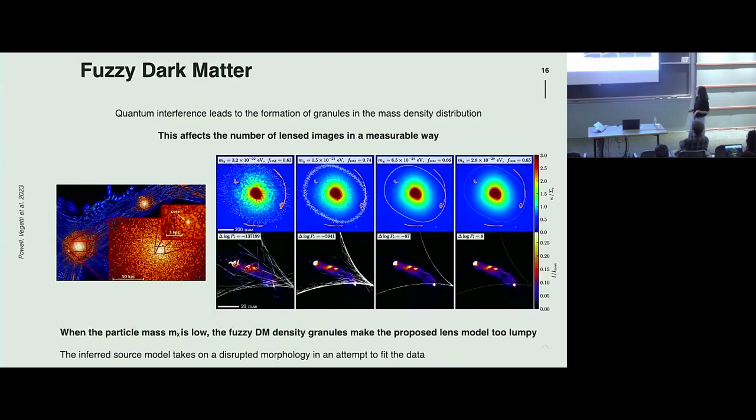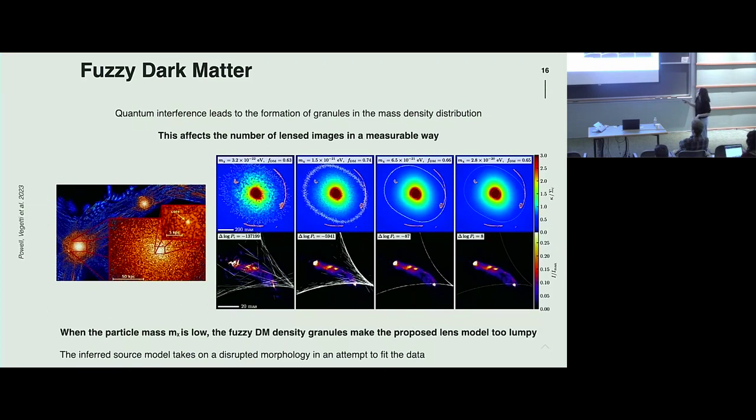Because the data is very sensitive, once we found a good macro model, we could start looking for perturbations on top of this otherwise smooth mass density distribution, and we were really interested in testing fuzzy dark matter models. What I'm showing here, these curves, are what we call the critical curves. You should think of an isodensity mass contour.